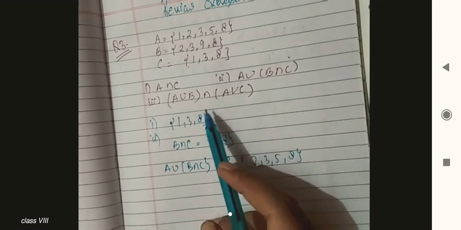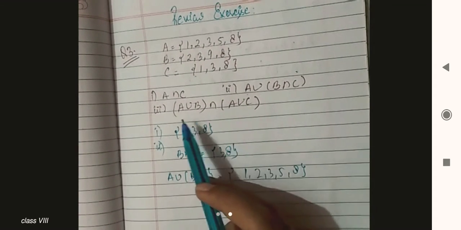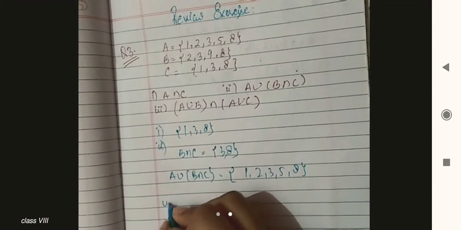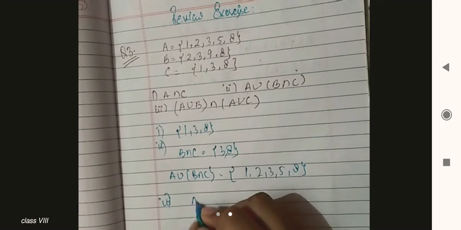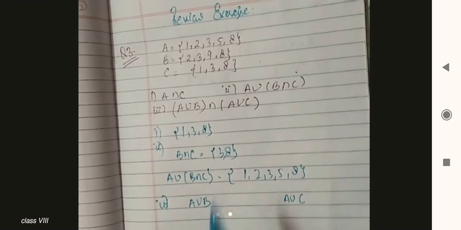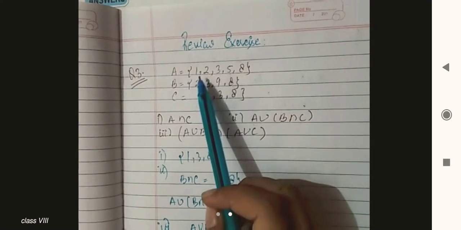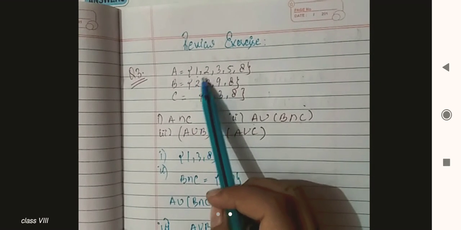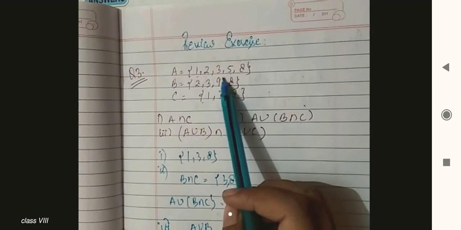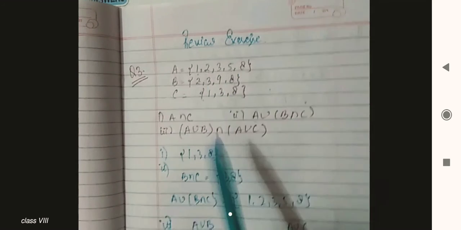Now let's have a look at the third one. In this you can see two brackets. So first we will write the two brackets separately and then we will solve. First we will find A union B and then A union C. So what is A union B? All elements of A and B. That is 1, 2, 2 is already here, we will not write it again, 3, 3 is also there, 5, 9 and 8. Like this you will write.